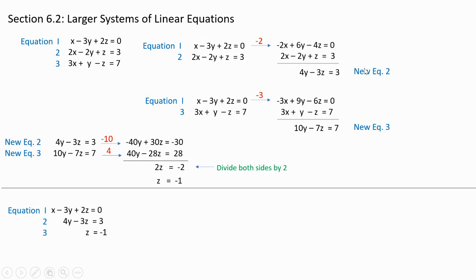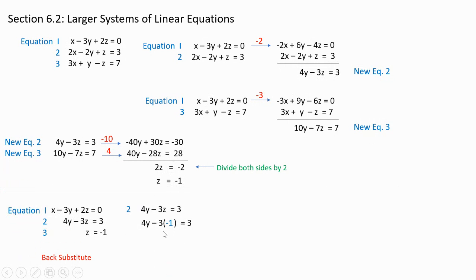Then I'm going to go back to the new equation 2 or the new equation 3, but I'll just follow the format, and I'm going to go to my new equation 2 and use that. And then lastly, we got z equals -1. Now I'm going to go back and back substitute. So I'm going to go back to equation number 2, and I'm going to plug in -1 for z, because z equals -1.